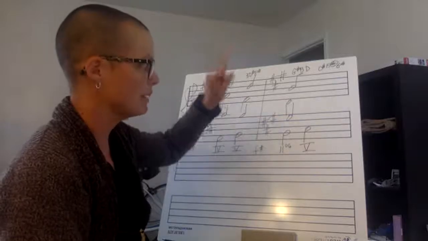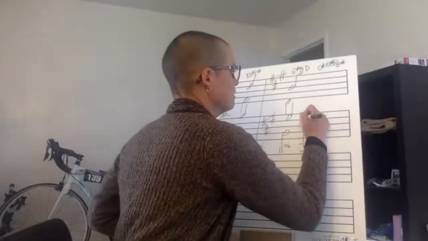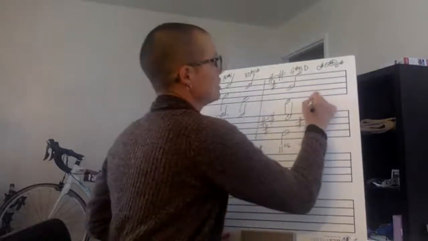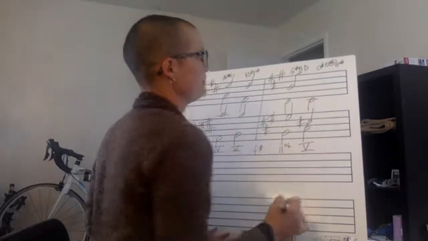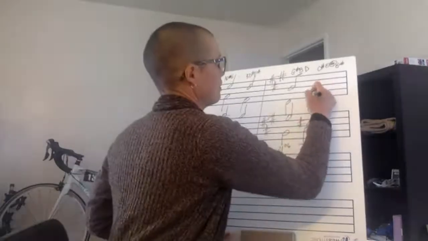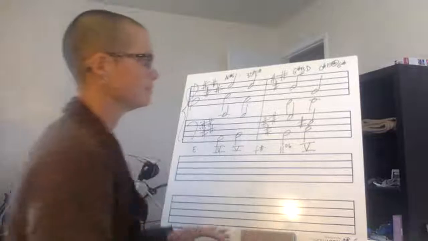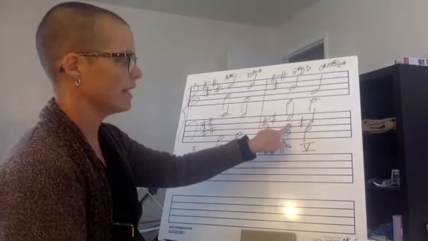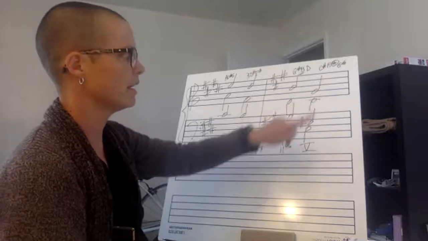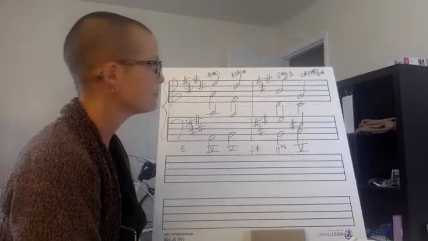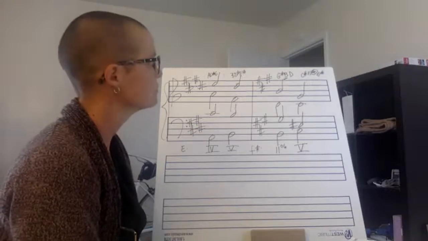So G sharp down to the nearest chord tone. That's going to be our leading tone, our E sharp. D down to the nearest chord tone, that's going to be a C sharp. And B down to the nearest chord tone is going to be a G sharp. Okay. So we've got a skip in the tenor, a skip in the soprano, and our stepping voice is our alto. Okay.